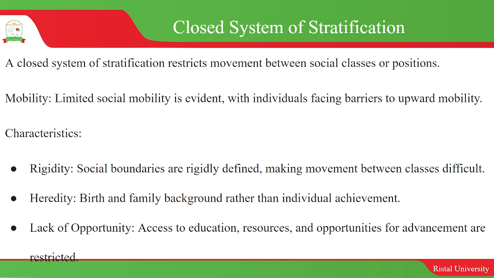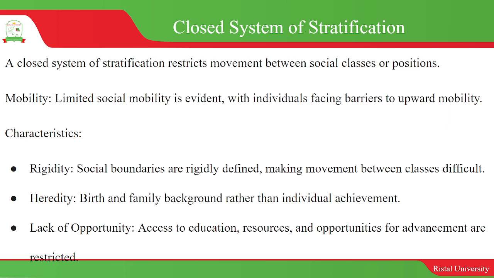Okay, and then the closed system of stratification. This one is where it is very hard for you to move from one class to the other. Okay, there's limited mobility. For example, if you are in a slave system, I mean, you're in slavery. In slavery, you have the master and the slave. So it is extremely hard for you to move from being a slave to being a master. So the system is highly rigid, okay?